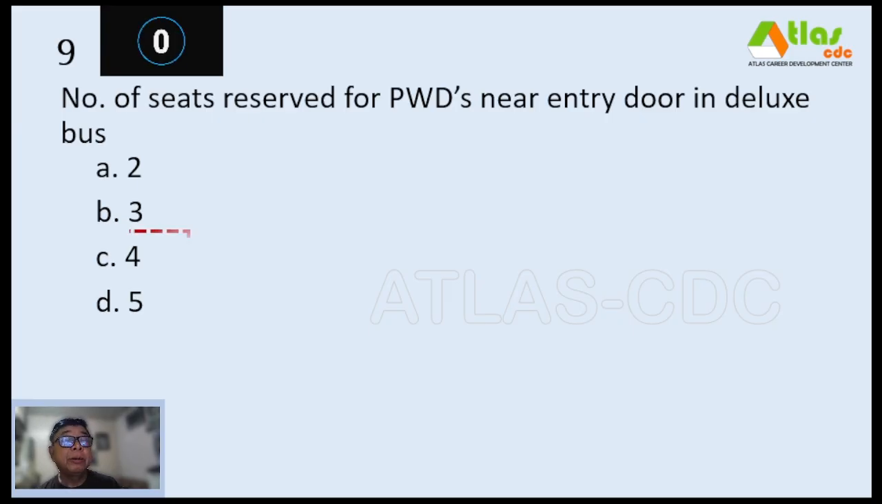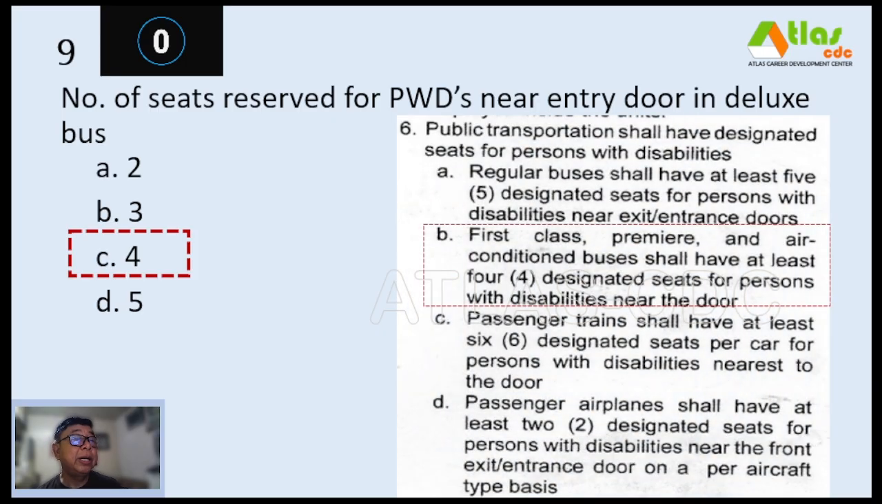And our correct answer is letter C, 4. So according to the amended IRR, first class, premier, and air-conditioned buses or deluxe buses shall have at least 4 designated seats for persons with disabilities near the door, while for non-air-conditioned or regular buses shall have at least 5 designated seats for persons with disabilities near exit or entrance doors.